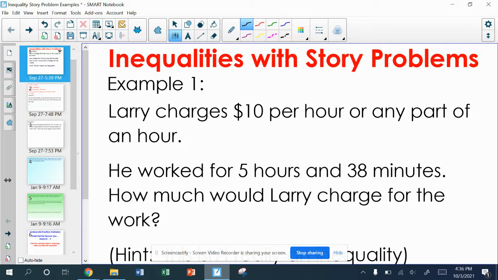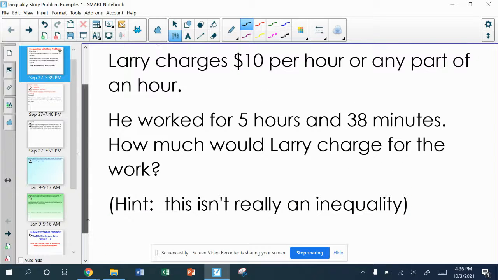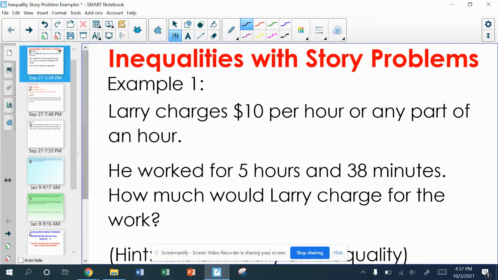So to get your brain warmed up, this isn't really an inequality that I'm starting you with, but I just want you to be thinking about this. It says that Larry charges $10 per hour or any part of an hour. He might be an electrician or a plumber. Those kind of jobs usually charge by the hour. He works for 5 hours and 38 minutes. How much would he charge?